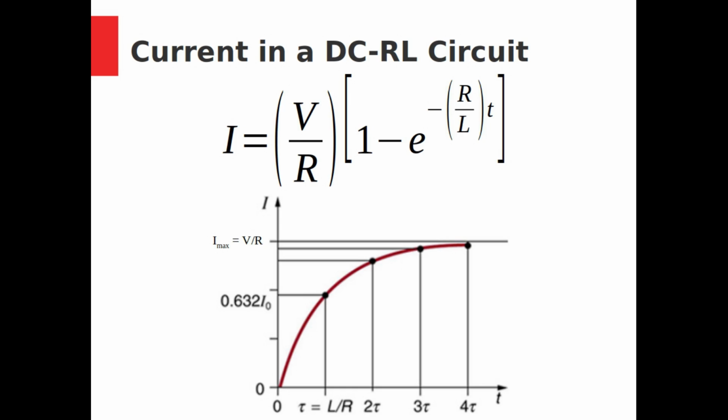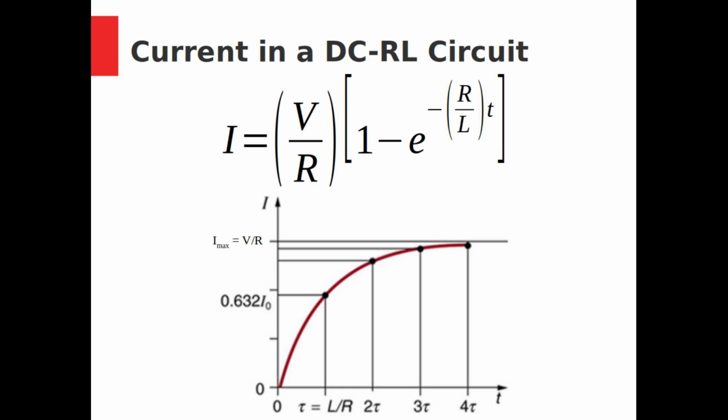But if you look at this equation closely, you notice something interesting. The current will get closer and closer to V over R over time, but it never actually reaches V over R. So it doesn't make sense to talk about how quickly or how slowly an inductor circuit reaches V over R because it never does. Instead, we talk about how long it takes for the inductor to reach 63.2% of V over R.